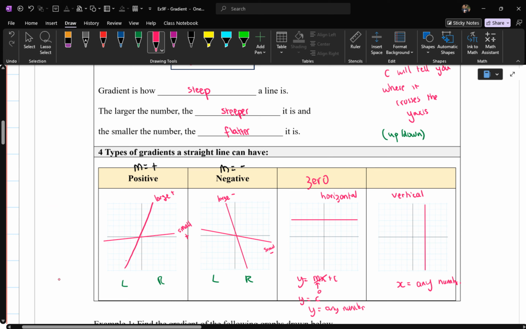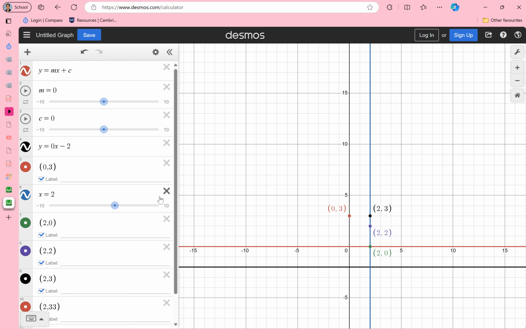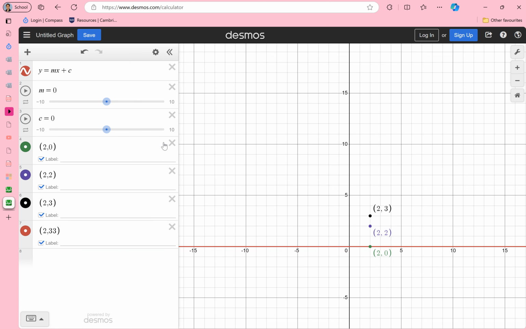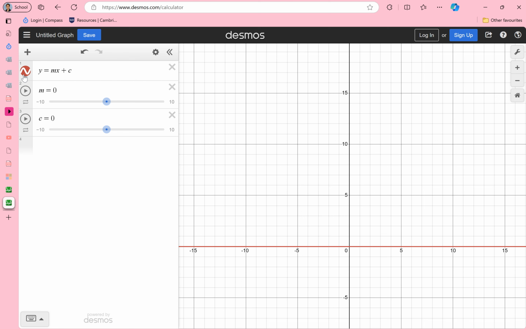Now, you might be a bit confused there, so I'm going to show you. Watch what happens. I'm going to delete all of these because it can get confusing right now. I'll delete all of these, and I want you to see this. Watch what happens when I literally just type y equals 5. See that? I get a horizontal line at y equals 5.